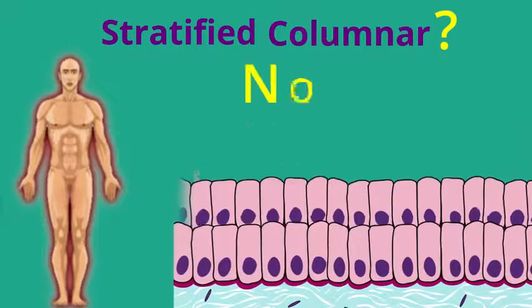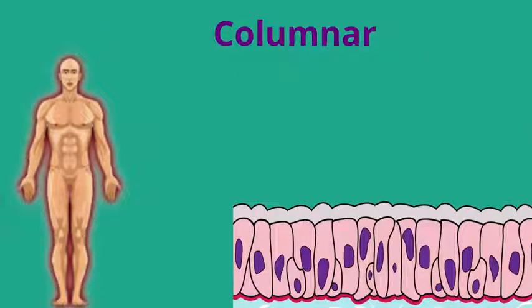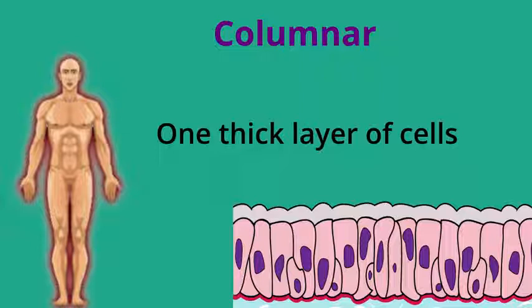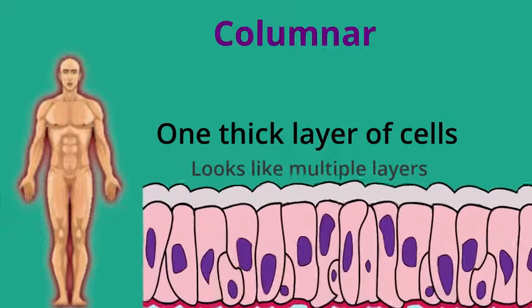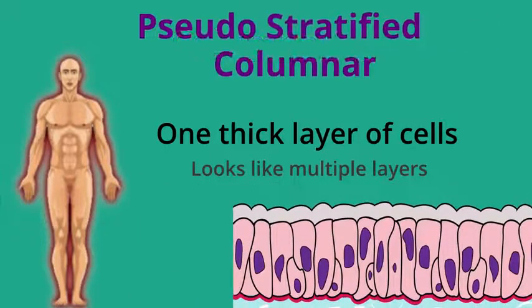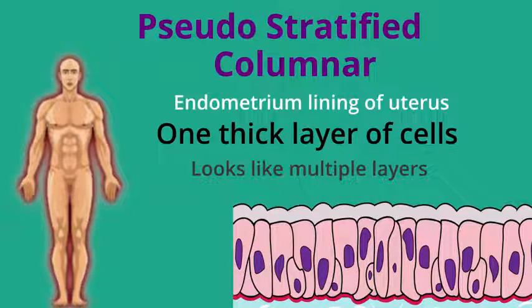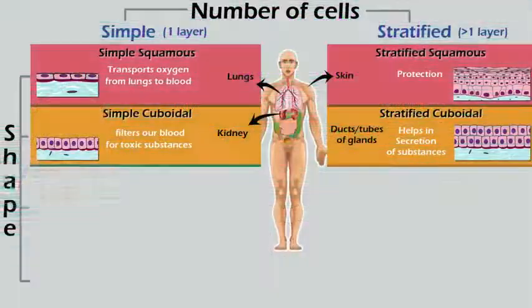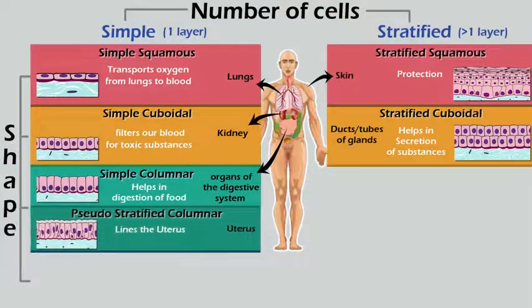The answer is no. The second type of tissue made by columnar cells is an extremely thick layer of cells, but just one layer. This layer is so thick that it looks like there are multiple layers. But like you can see, it's just one layer. So then it's named pseudo-stratified columnar tissue. Pseudo here means false, as it looks false. So in this way, we've seen all the types of epithelial tissue and their location and function in our body.